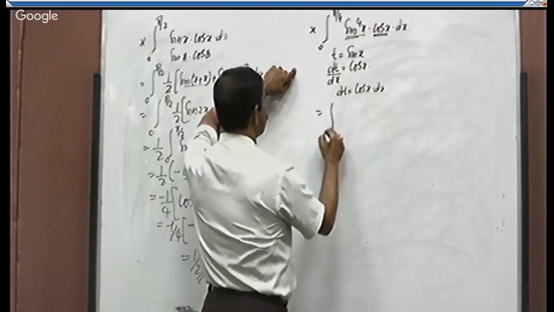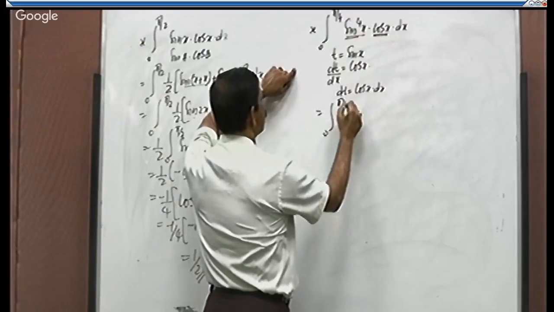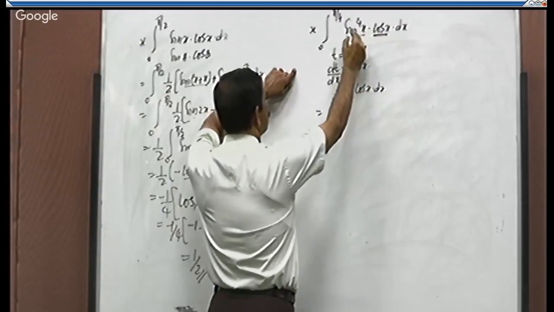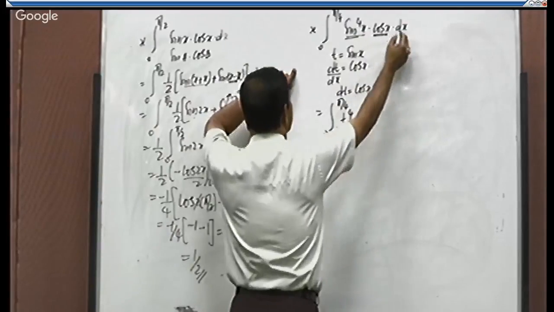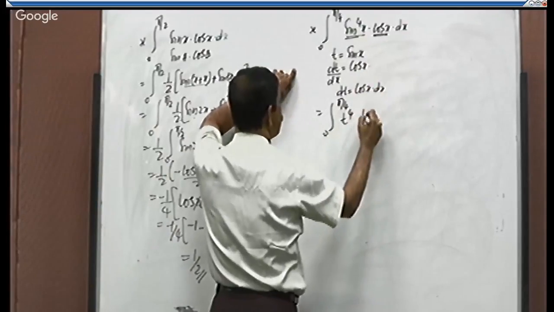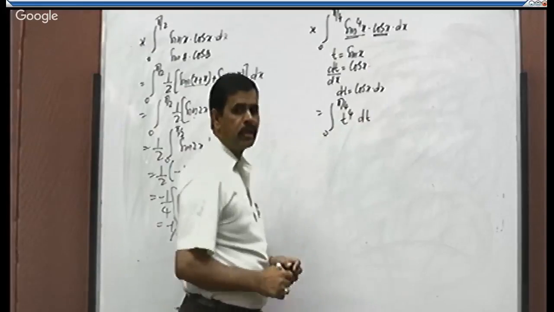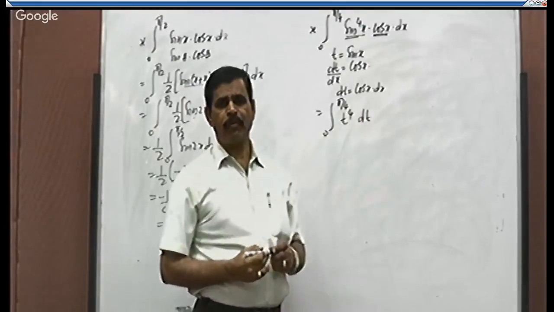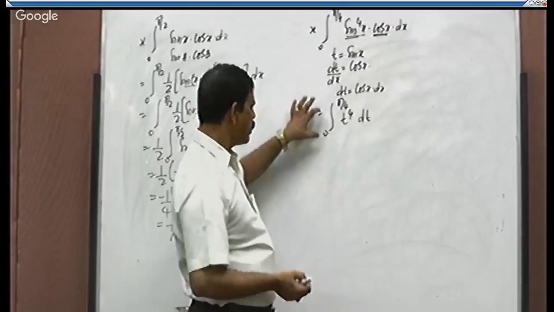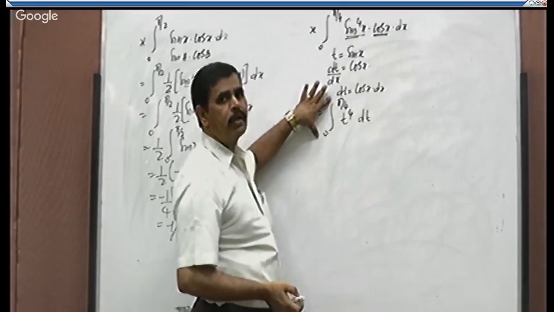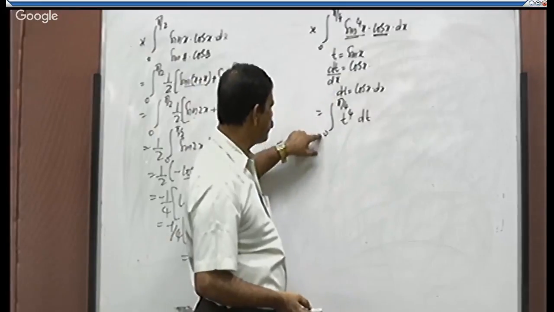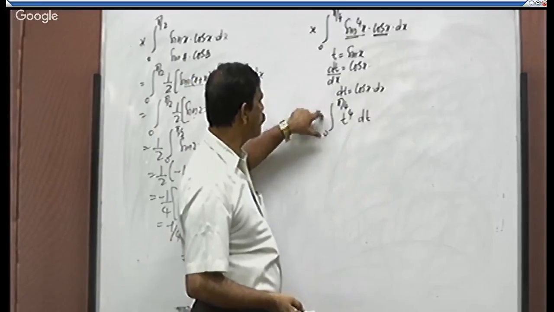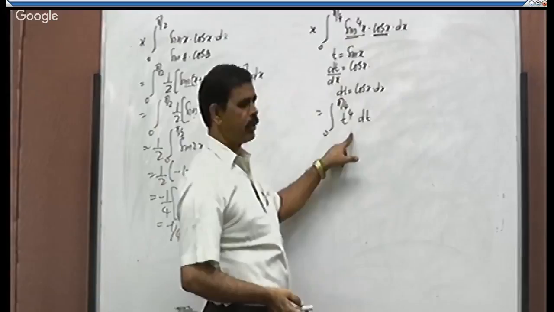Substitute the values, 0 to pi by 4. What is sin x? It is t. T to the power of 4. What is cos x dx? Cos x dx is dt. So when I am changing the variable from x to t, I should also change the limits of integration. These limits 0 and pi by 4 are for x, not for t.